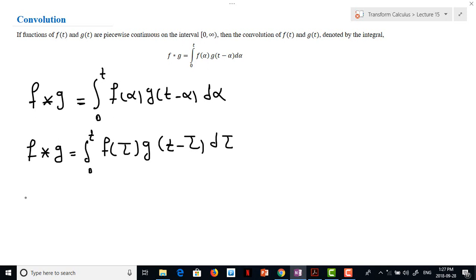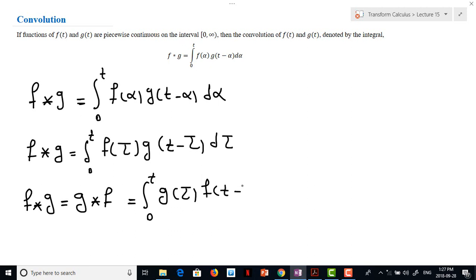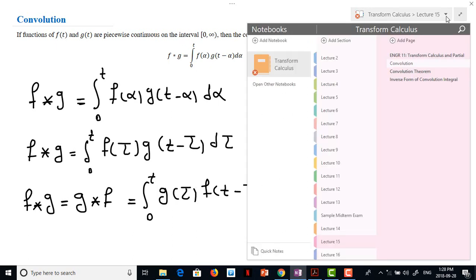The property of convolution is that f star g is equal to g star f. As a result, it's equal to the integral from 0 to t of g(tau) f(t minus tau) d tau, or g(alpha) f(t minus alpha) d alpha. So that's the convolution of two functions.